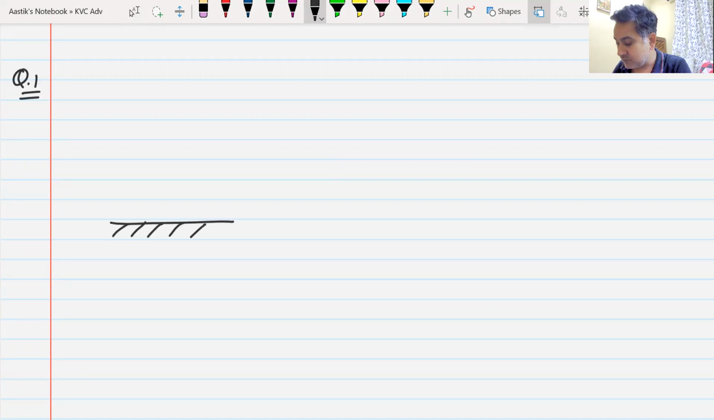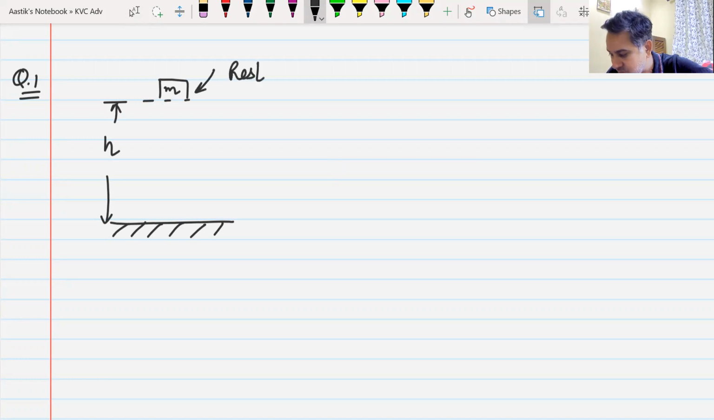This is ground. I have a block of mass m at a height h from ground, and at this point it is at rest. If I release it, what will happen? If I release this block from this height, what will happen?